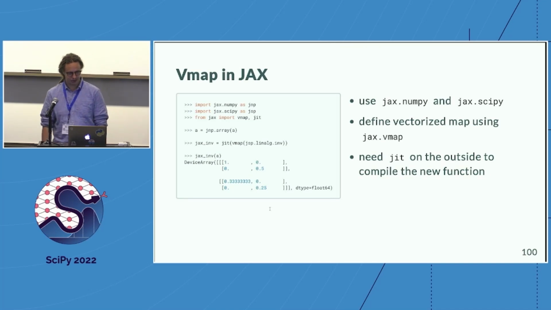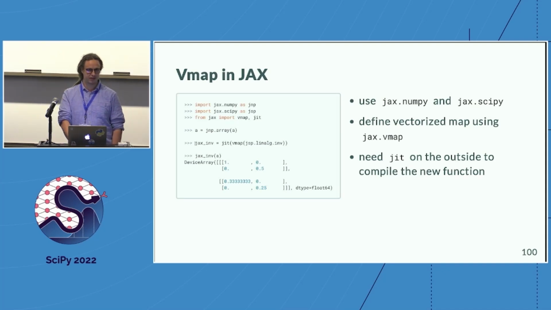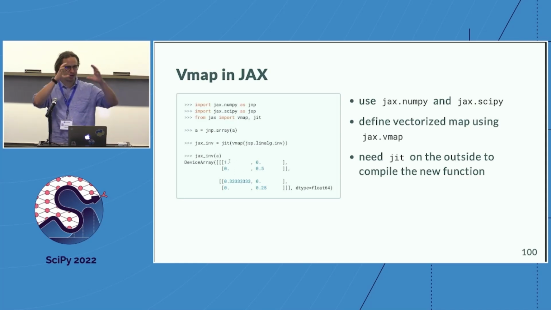Now, Jax has the VMap decorator for that. You take the inverse function from Jax scipy, apply the VMap decorator to it, and then apply JIT if you want, and get a compiled and vectorized version of the inverse. And now you can apply this just normally to your array of matrices, and it works.